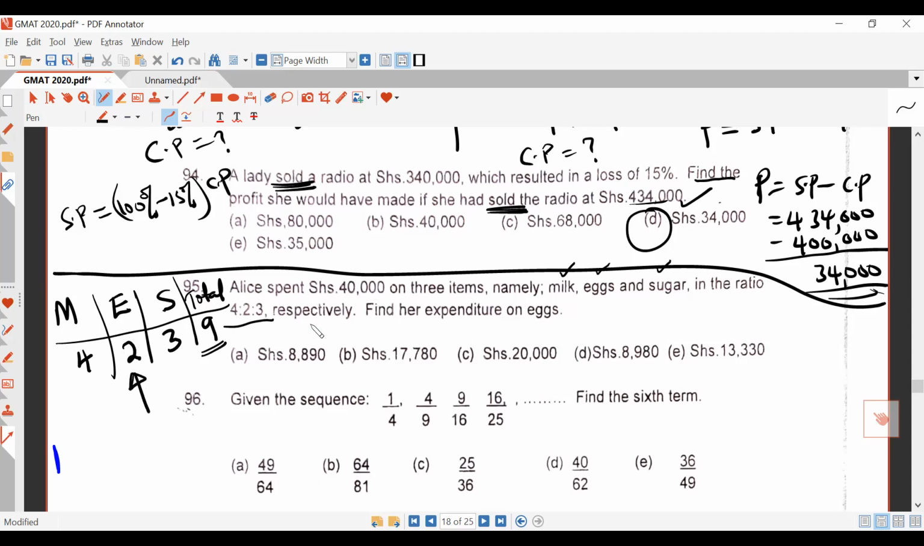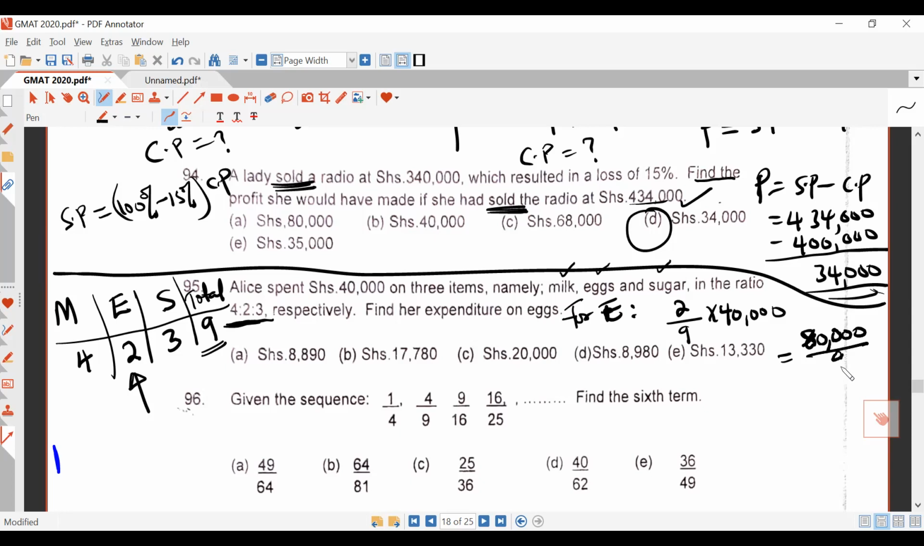So if this is the ratio, then the amount of money that was spent on eggs is simply a fraction of the total. So we shall simply say here that for eggs, or E, we shall have the amount of money as 2 out of 9 times 40,000.